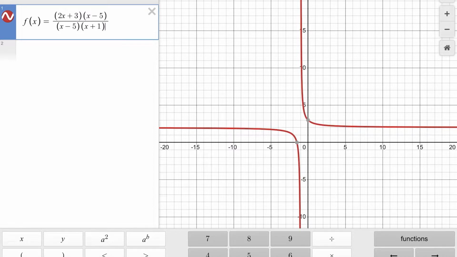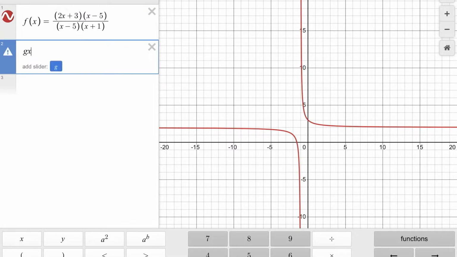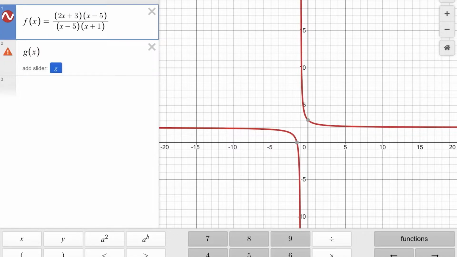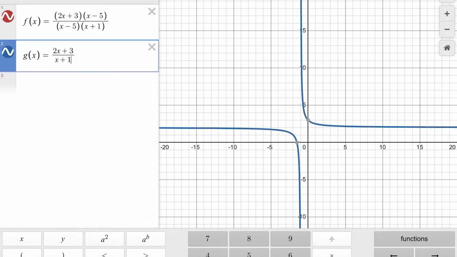Now, let's take a look at what g of x looks like. So g of x is what we said it's going to behave like. So it's what we have here in f of x, except we are going to cancel out that x minus 5 that we have in common in the numerator and the denominator. We're going to divide it out. So right here, I would get 2x plus 3. And then in the denominator here, I get x plus 1. The x minus 5's divide out. And if you notice, they are exactly the same.